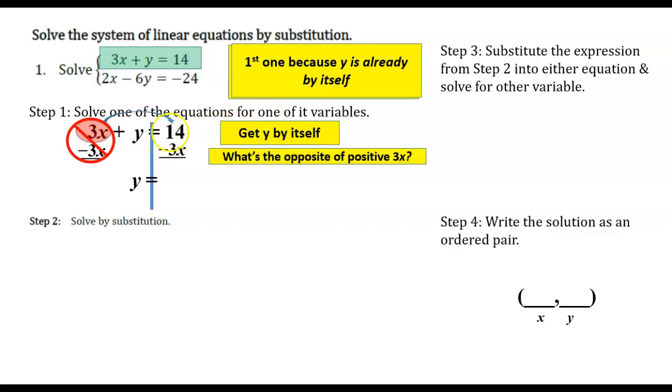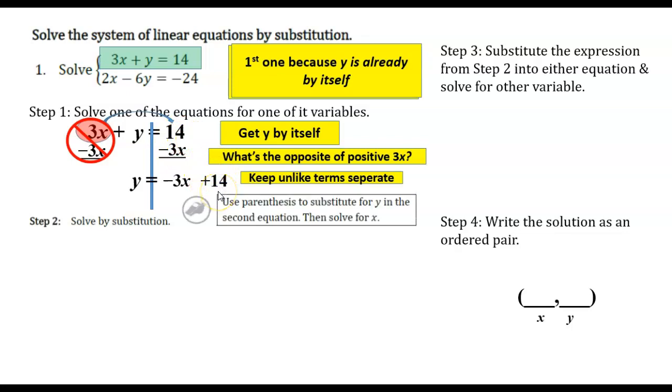Now you'll notice here that a lot of students tend to want to put this together. In fact, a lot of students in class said it's 11x. Because negative 3 has an x and the 14 doesn't, we're going to keep them separate. Keep unlike terms separate. So negative 3x will go first and the plus 14 will go second. I put it as a plus 14 because it's positive.